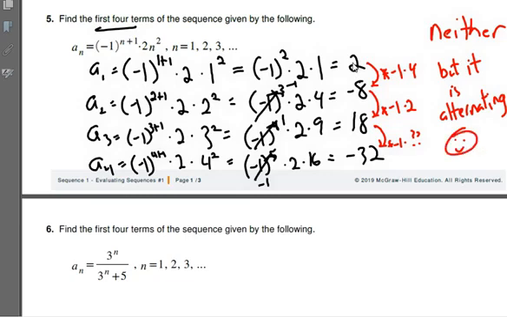But there you go. So that's our introduction to sequences. Basically just finding those terms, plug those into a table, plug those into the calculator, and you'll be able to find those values. And hope you enjoy working with sequences.